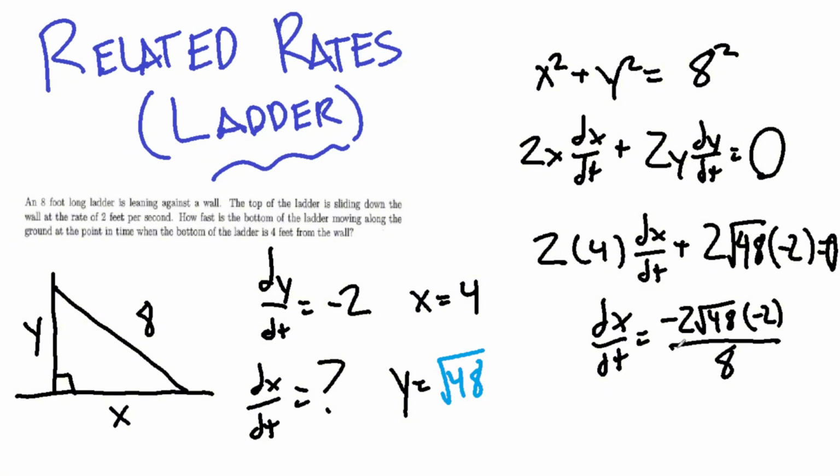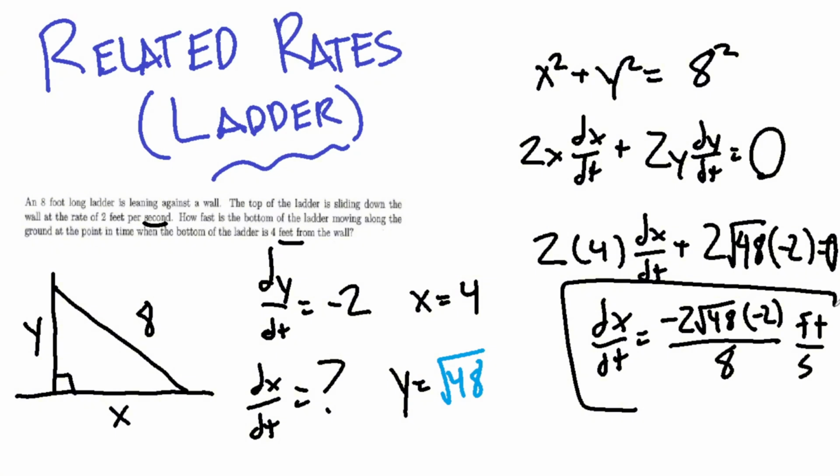And then finally, let's find our units of measurement and time. I see there's feet, and I see feet per second. So this would be feet per second. And that would be our final answer.